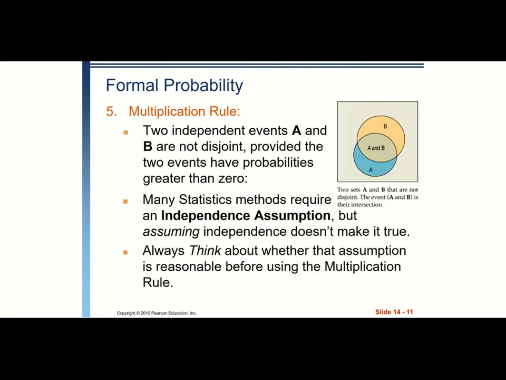Here's a Venn diagram for the multiplication rule, and we can see that events A and events B are not disjoint, and they overlap in this center section right here. Now, this center section is actually the solution to the probability of A and B occurring. So the overlap is where they both occur at the same time. This is also the reason that they're not disjoint or mutually exclusive.